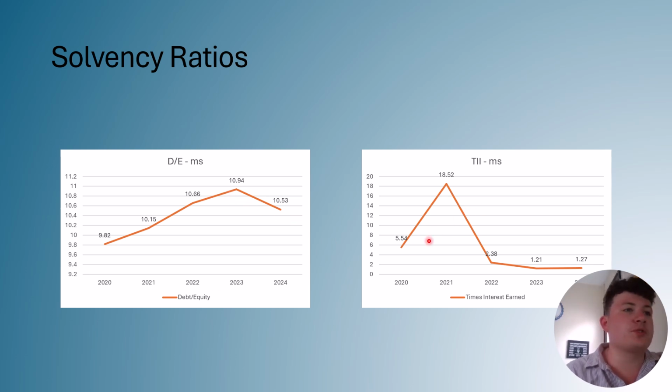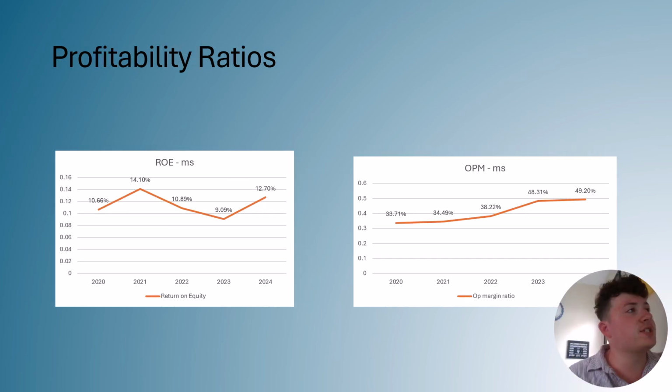And times interest earned, it's the same story. They don't dip as low as Bank of America, but they start at a decent level, they peak pretty high, and then they start to go down again. And again, I think it can be definitely explained by interest rate fluctuations and other things affecting the cost of debt.